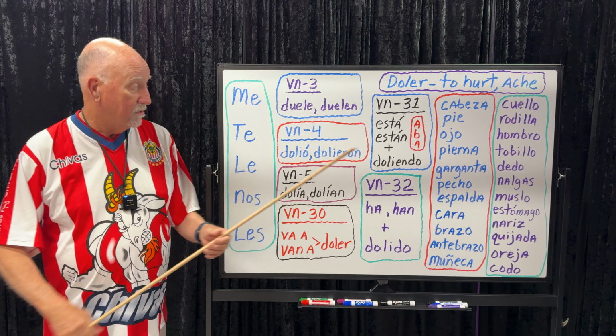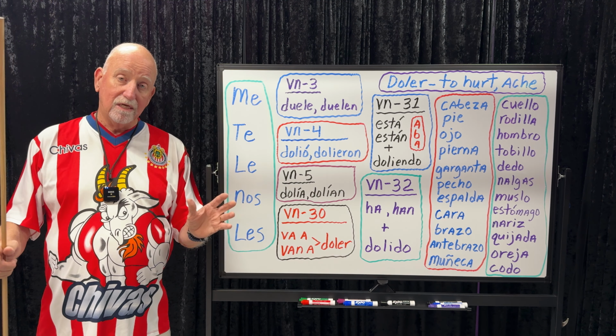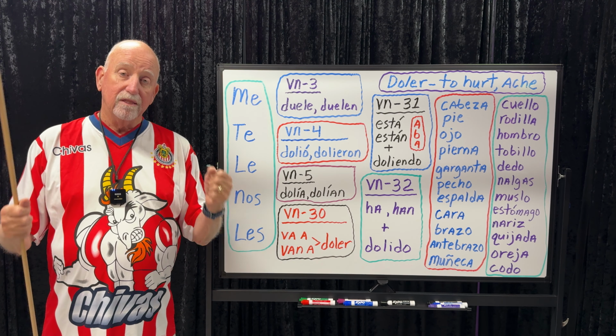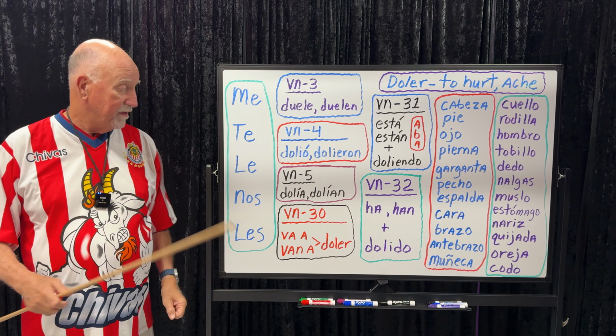My ears were hurting. Me dolían las orejas. Let's go down to the verb number 30. This is why I love the Spanish piano. This is why I like the piano keys. This is why I love the verb numbering system. It's so easy.